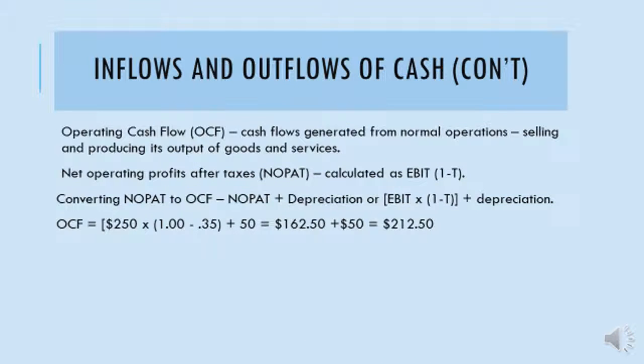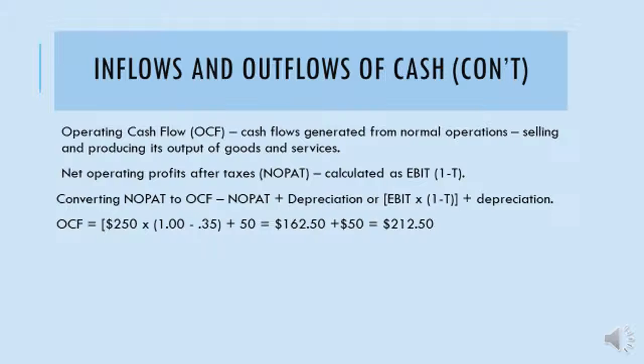Operating cash flows, OCF. Cash flows generated from normal operations, which are considered selling and producing the company's output of goods and services. Net operating profits after taxes, NOPAT, is calculated as EBIT times (1 minus T). What that means is earnings before interest and tax, and 1 minus the tax rate. That's what T means.